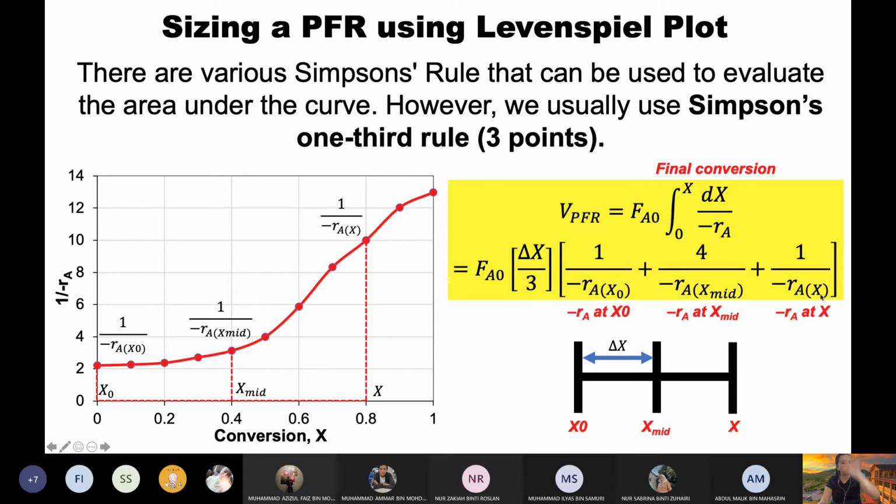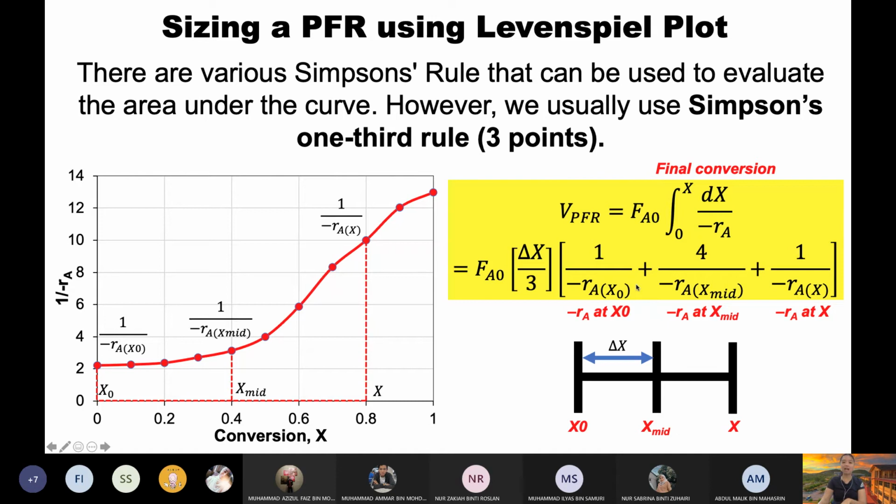Meaning kalau tadi 0.8 final conversion, ini adalah 1 per minus RA when my X is 0.8. The first point is 1 per minus RA when my X is 0. So ingat tak kita ada table tadi kan? So kamu kena tengok lah bila X saya kosong, 1 per minus RA saya berapa? Kalau kita guna plot, kalau kita guna table, kamu kena cari lah berapa minus RA saya bila X adalah kosong. Yang belakang akan jadi berapa minus RA saya bila X adalah 0.8, let's say.